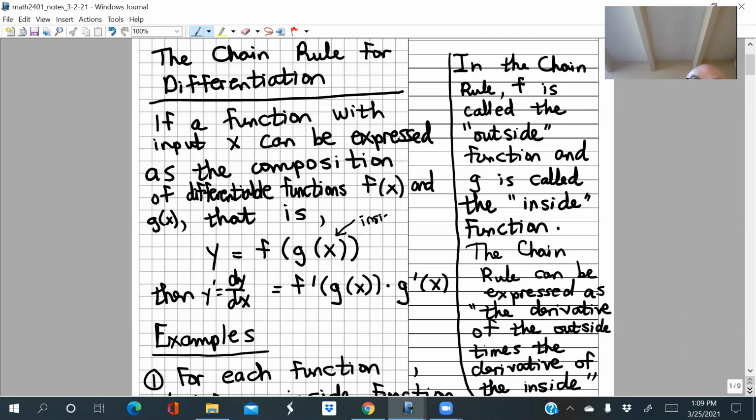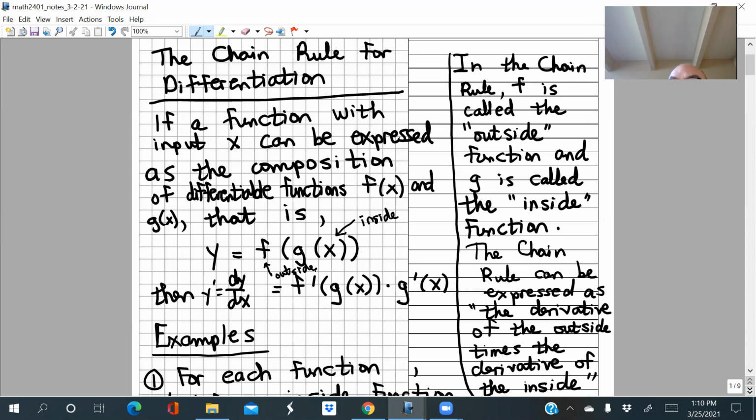And usually we refer to this input function as the inside function. I guess you could call it the input function, but usually we refer to it as the inside function because it's kind of inside this outer set of parentheses. And then this function f that's on the outside here, informally, we call that the outside function. So the chain rule applies when you have an outside function that you are applying to an inside function, okay?